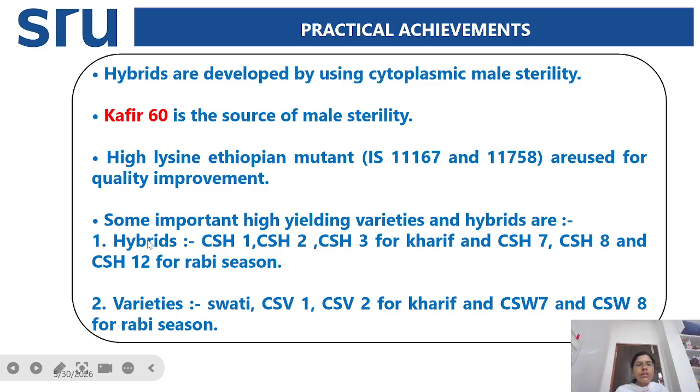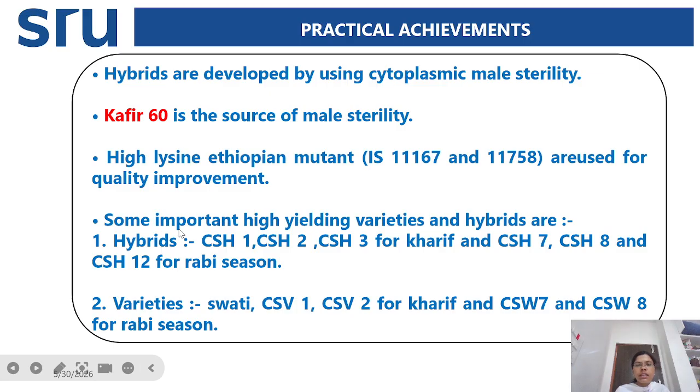Here we are having hybrids exclusive for the Rabi season as well as for the Kharif season. And next is varieties, we are having Swati, CSV1, CSV2 for the Kharif season, and CSV7 and CSV8 for the Rabi season. So these are some of the practical achievements of the sorghum. Mostly for hybrid development, we will go for the CGMS system, that is cytoplasmic genetic male sterility system. And here the source of male sterility is combine Kafir, that is Kafir 60. And they have developed some of the high lysine Ethiopian mutants that are IS 11167 and 11758, which are used for the quality improvement. And here we are having some of the important hybrids and varieties for both Kharif season and Rabi season.